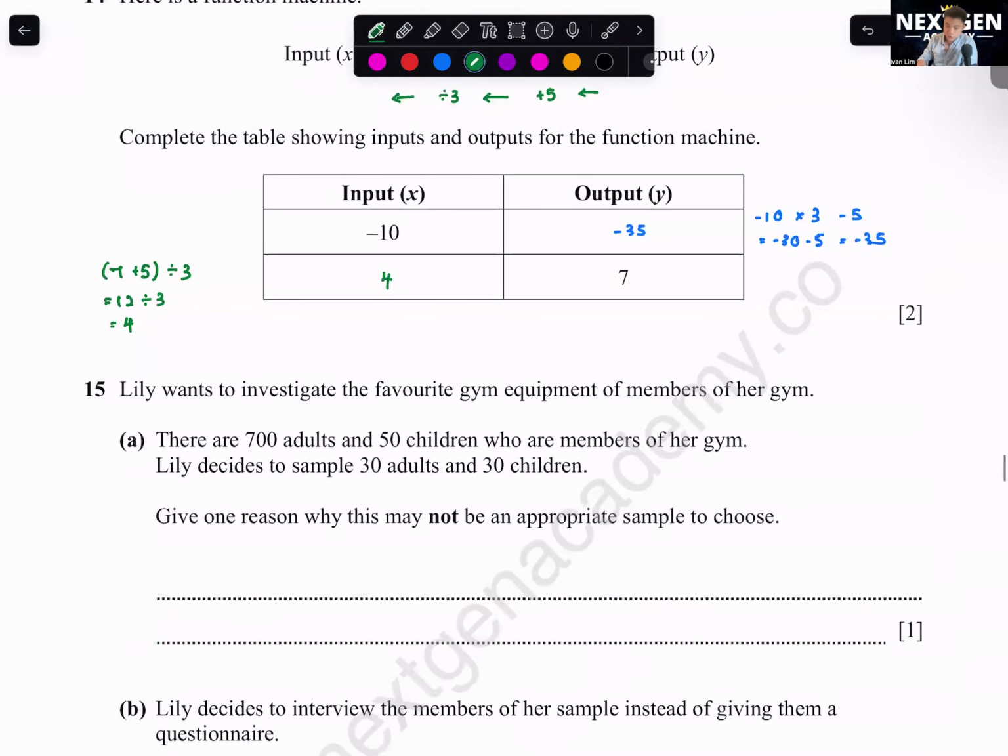Okay, number 15. Lily wants to investigate the favorite gym equipment of members of her gym. There are 700 adults and 50 children who are members of her gym. Lily decides to sample 30 adults and 30 children. Give one reason why this may not be an appropriate sample to choose.